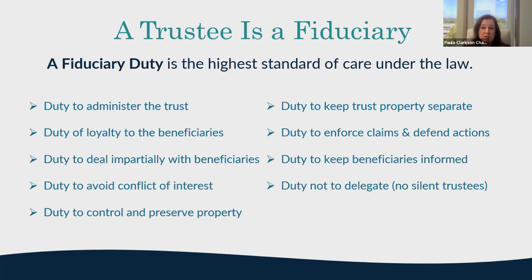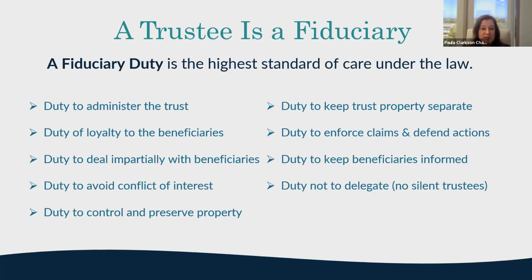You have to be loyal to all of the beneficiaries. And impartial. You cannot pick one beneficiary over another. And that's why it's very important that you're wearing the correct hat. You can't have a conflict of interest. If you have an investment or an interest in something that could be contradictory to your role in administering the trust, you have to avoid that at all cost. Your job is to protect, control, preserve all the property. We don't want it to be wasted. We don't want it to be lost.